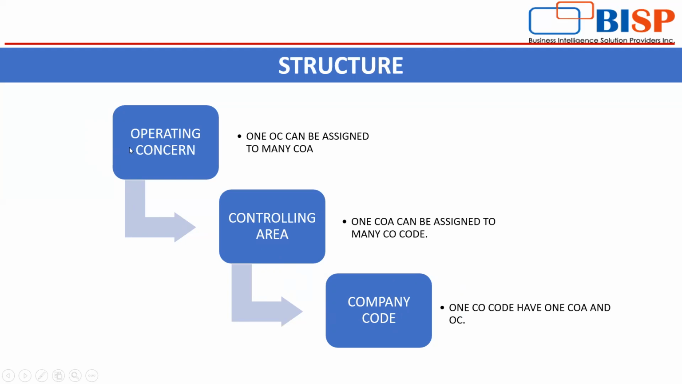That means one operating concern can be assigned to many controlling areas, and one controlling area can be assigned to many company codes, but one company code has one controlling area and one operating concern. Similarly, one controlling area has only one operating concern, and this operating concern governs profitability analysis.